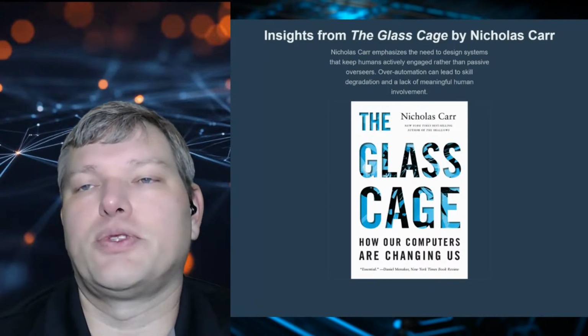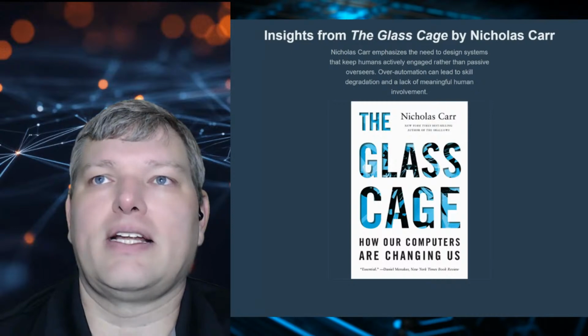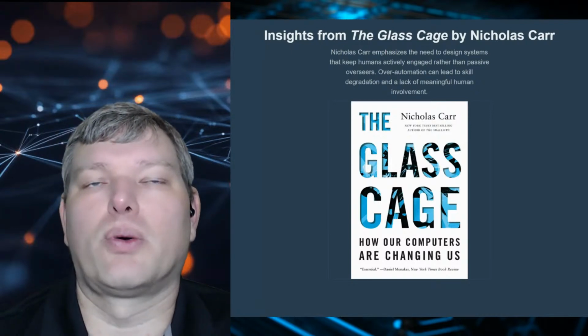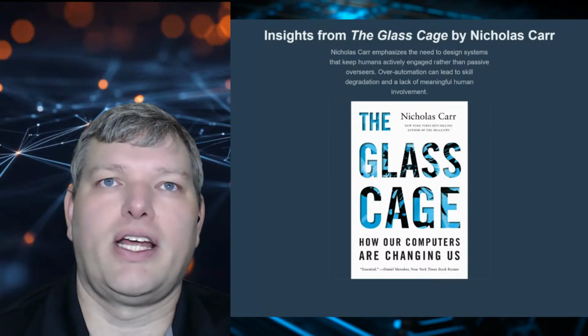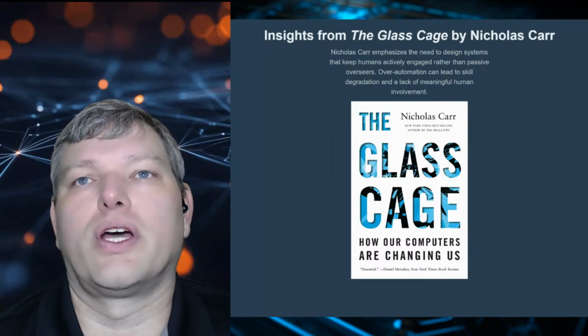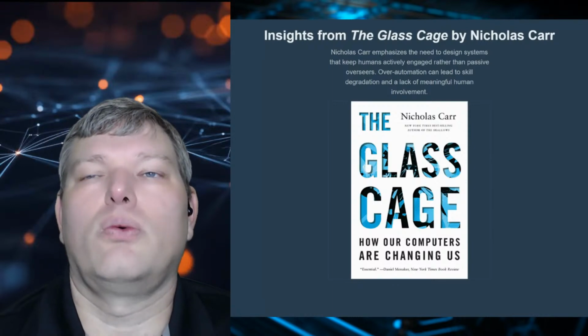The Glass Cage was put out a number of years ago by Nicholas Carr. And I love the name of this book because a good portion of the discussion that Nicholas goes into is where we've been with the world of aviation. So when he uses the term glass cage, it's sort of a mixed metaphor because in the aviation business, it's not uncommon for pilots to call where they sit a glass cockpit. There's a lot of computers that are surrounding them.